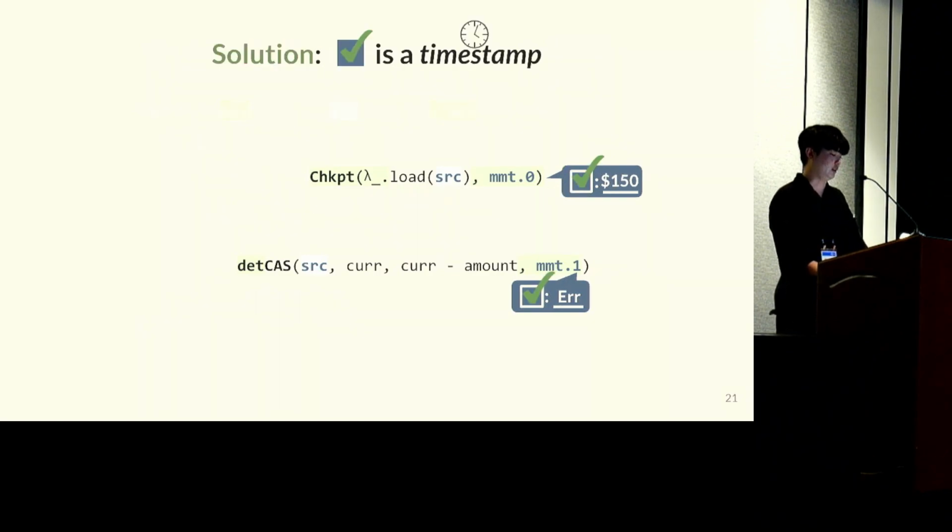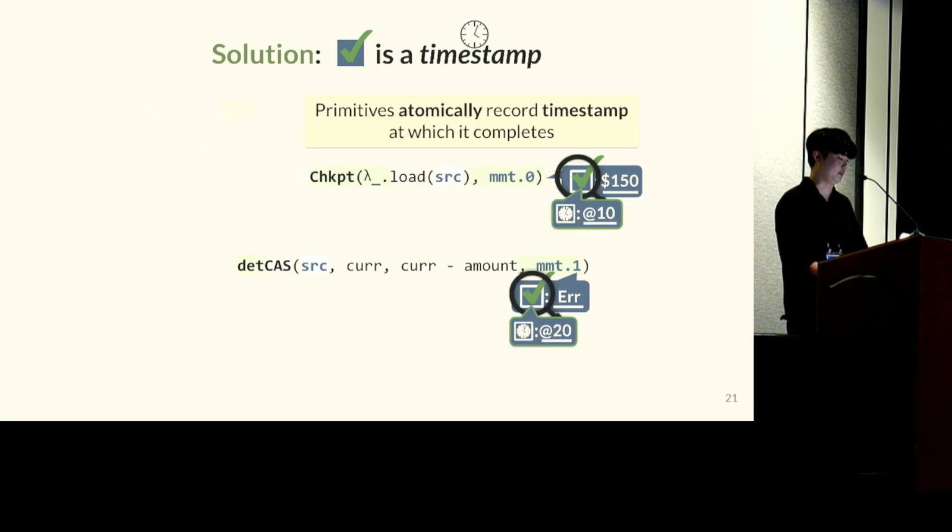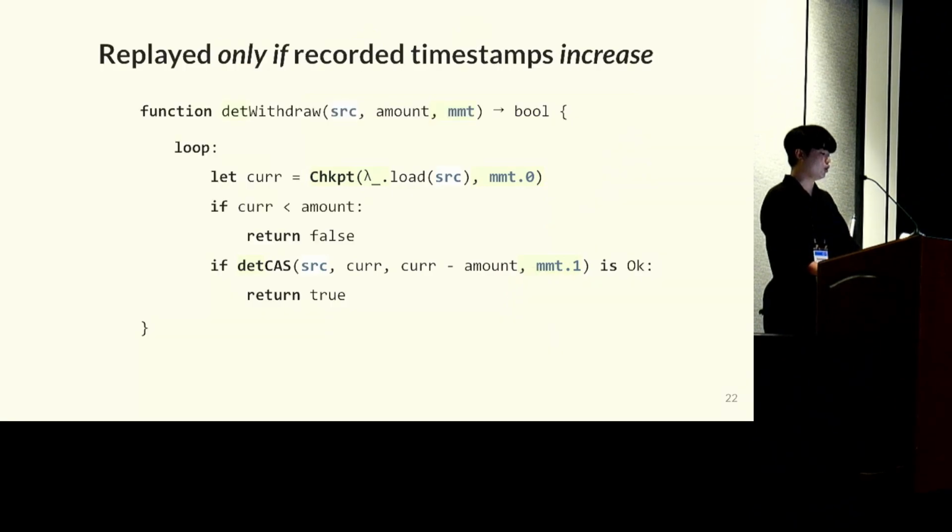To correctly distinguish iterations, our solution is to use timestamps. Actually, the completion check is a timestamp. What this means is Memento primitives, such as checkpoint or detectable CAS, record the timestamp on completion. This lets us know not only if, but when a primitive was executed. Using the timestamp, we accurately distinguish iterations by conducting replay only when the Memento's timestamp increments.